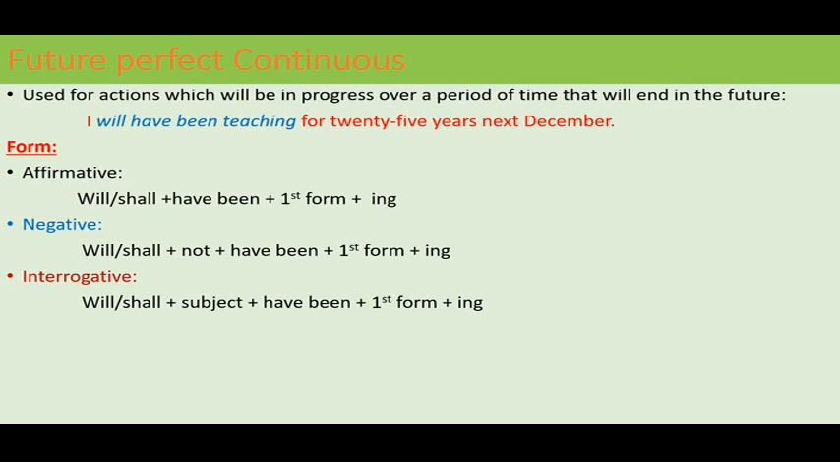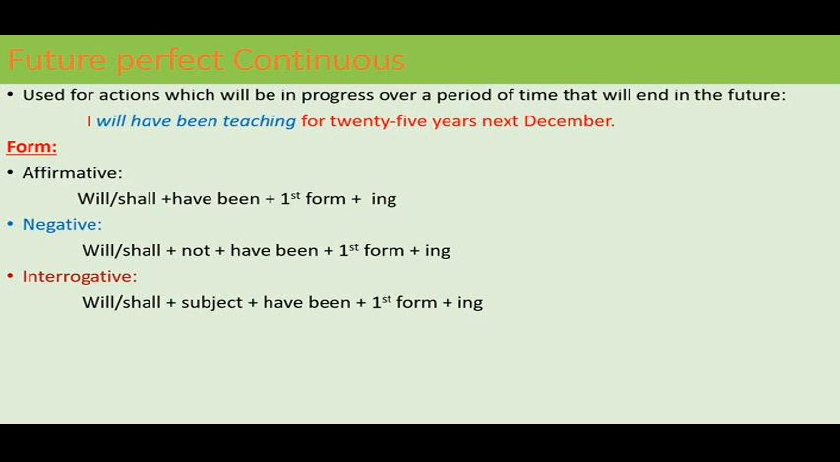So to make it negative, we will say I will not have been teaching for 25 years next December, and the interrogative form will be: will I have been teaching for 25 years next December? Students, you should note that this tense is not very common. It is not a commonly used tense form.